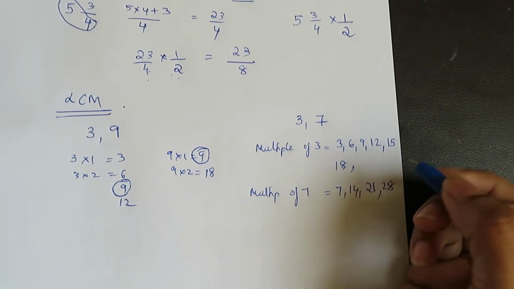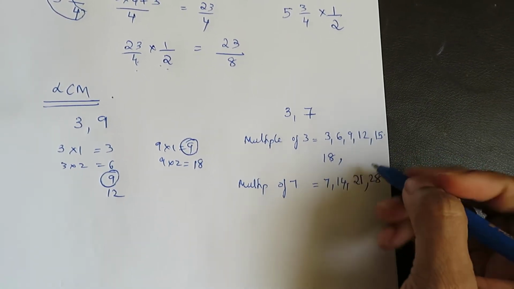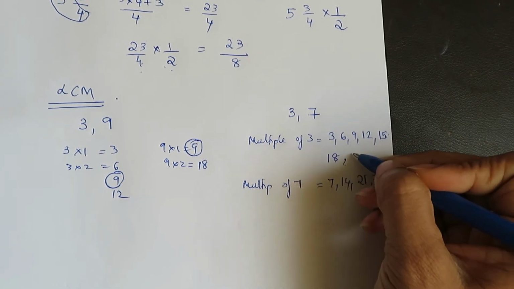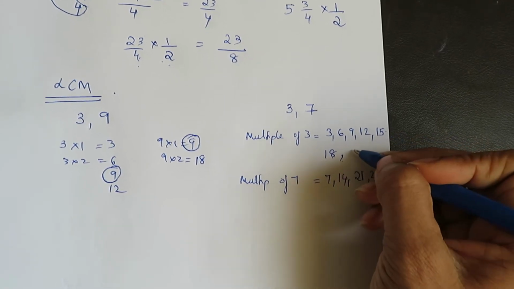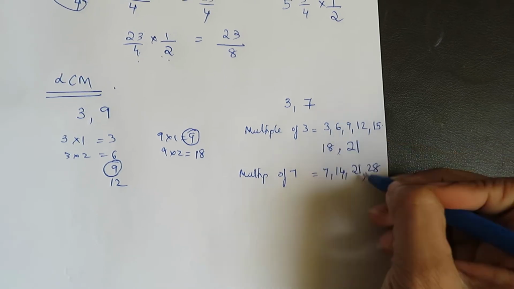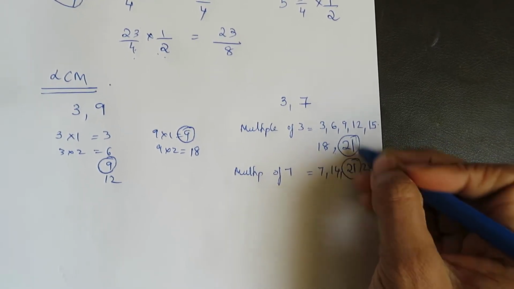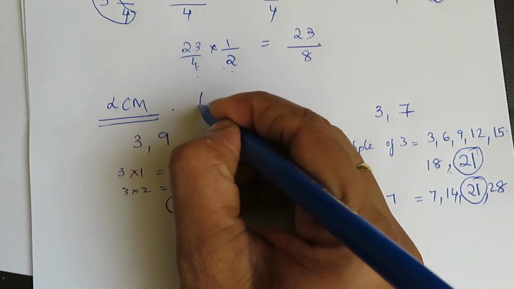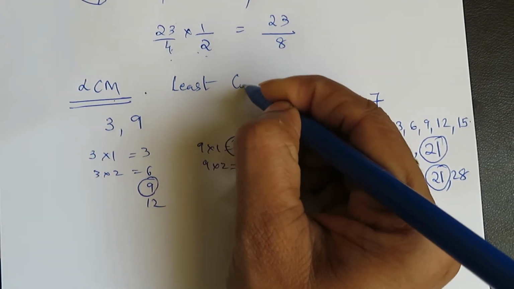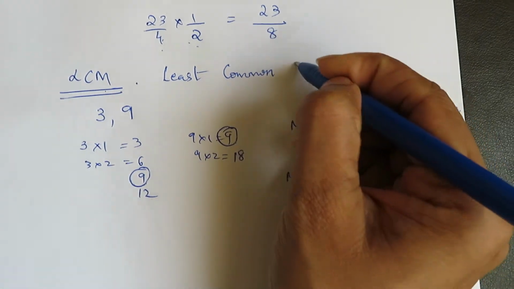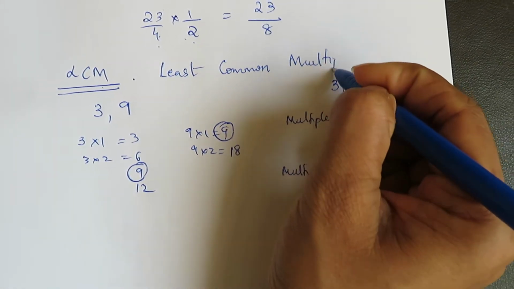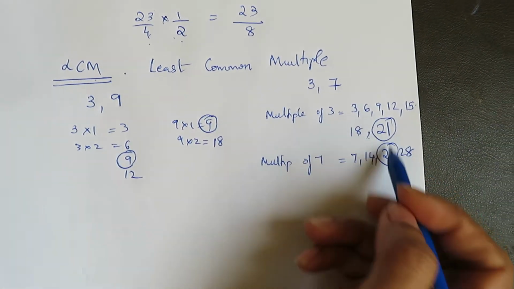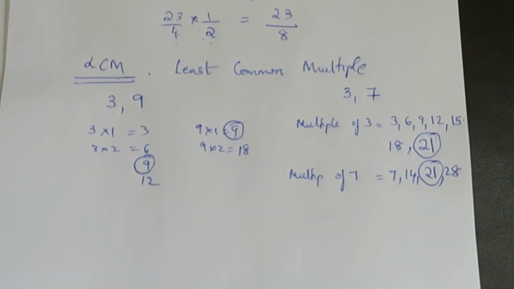Now here, I didn't see any common multiple till now. So let me continue. 3 6s are 18, 3 7s are 21. See, now I have a common multiple. So now this is known as the least common multiple. LCM means least or lowest common multiple. You know, in the multiplication table, which is the lowest number which is common? That is known as the LCM.